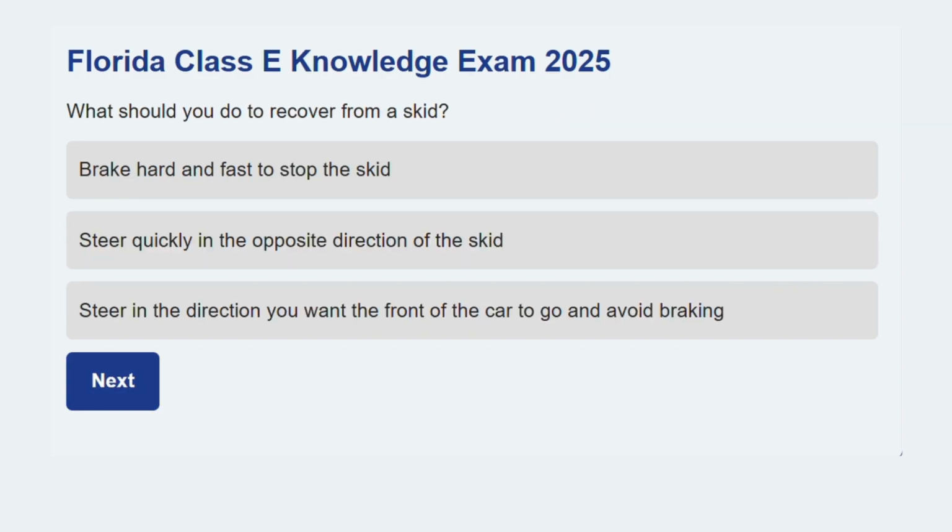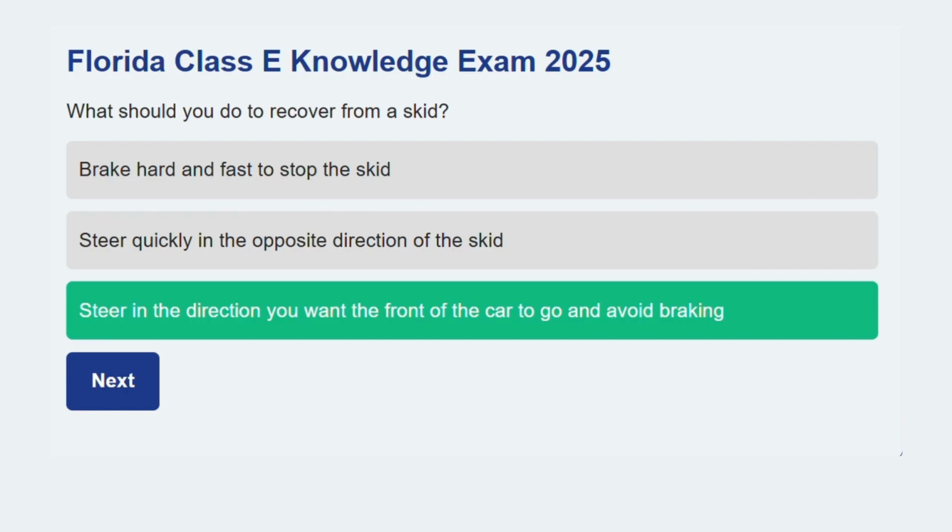Here's another one. What should you do to recover from a skid? Steer in the direction you want the front of the car to go and avoid braking. The key to skid recovery is to steer into the skid and not panic brake. Ready for the next one.